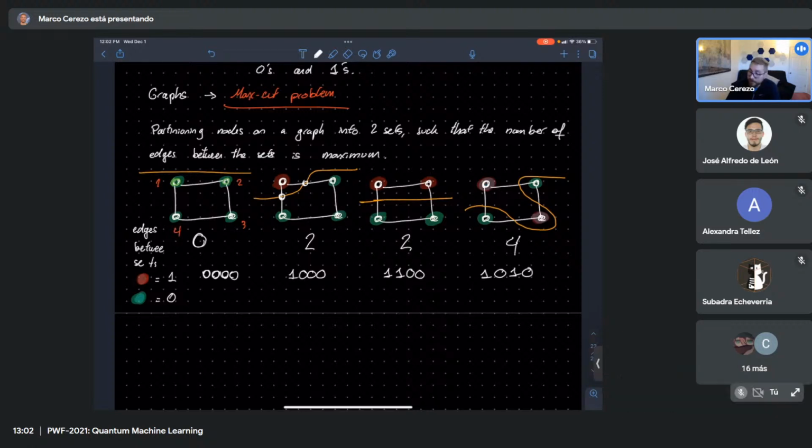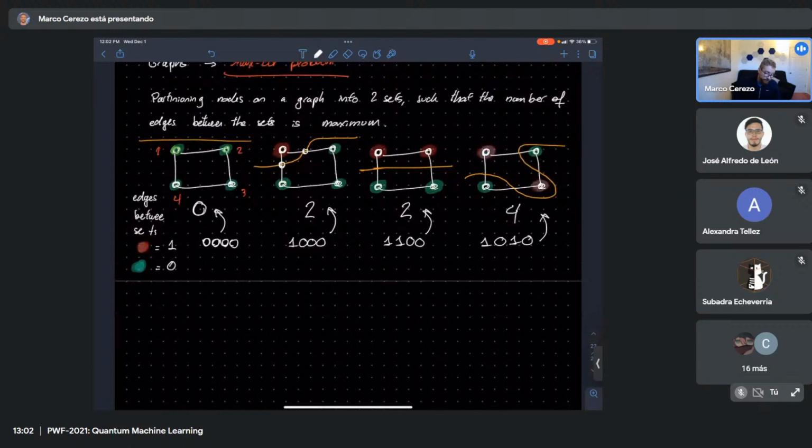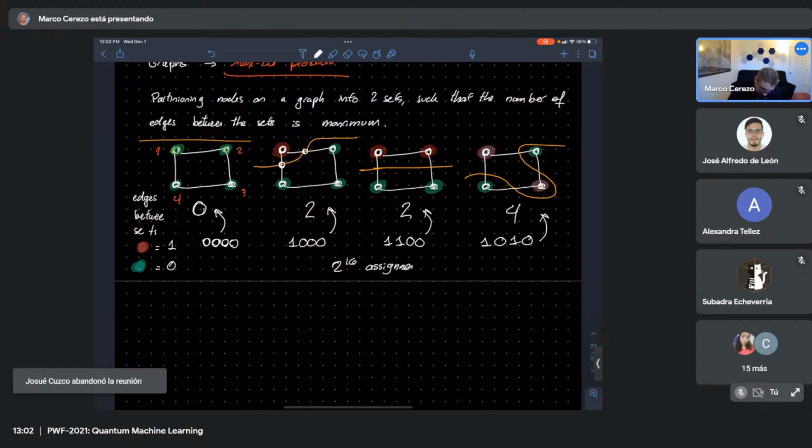So you can see that there is an arbitrary set of rules which we have employed to map bit strings into a given value of interest. Here we have 4 nodes, and each one of those nodes has 2 possible values, 0 or 1. So there are 2 to the 16 assignments. And again, we have to find the one that gives the maximum number of edges between the sets.